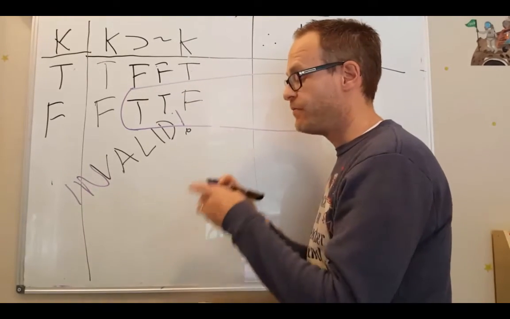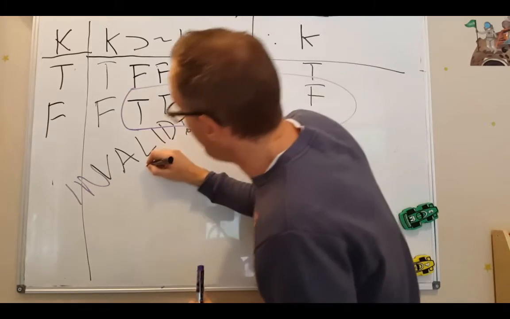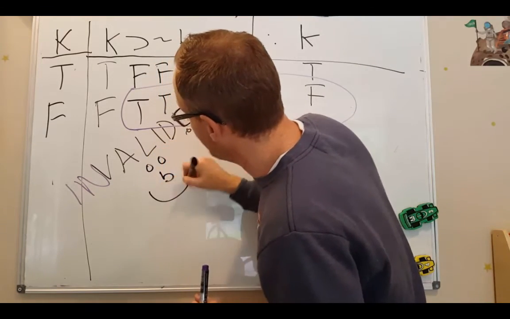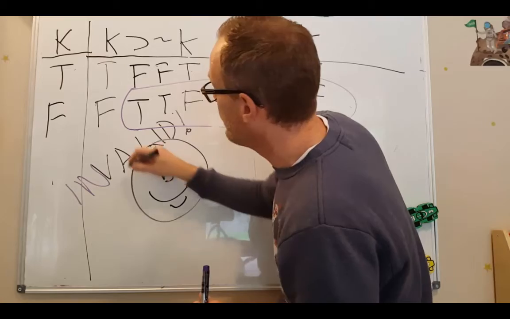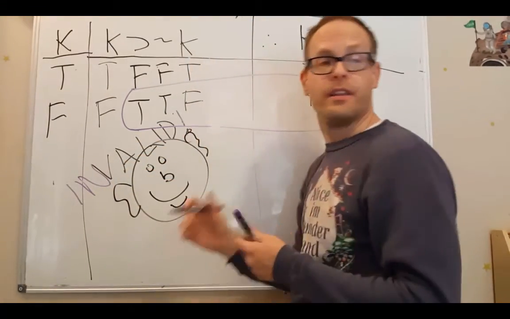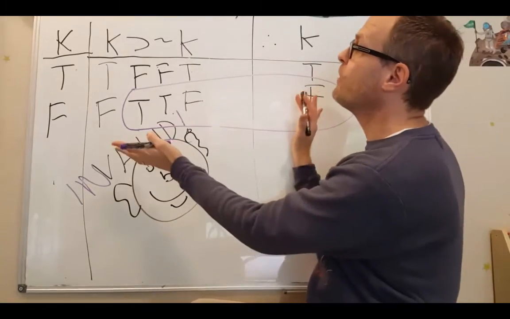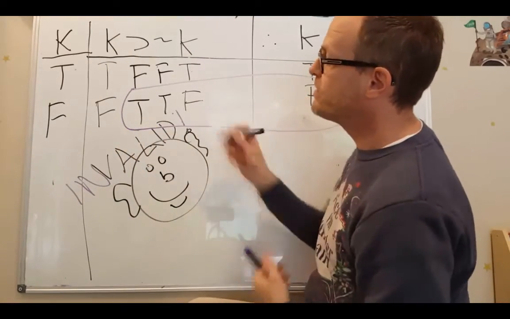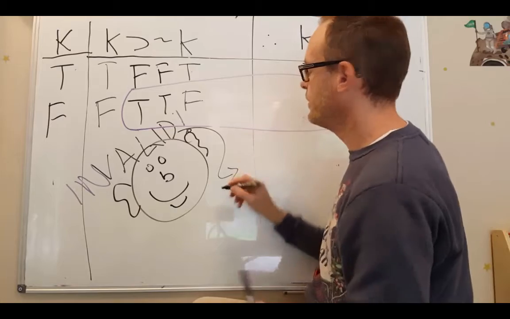It's invalid. And again, if you want to add a little something to it, you can draw a happy face because we like valid arguments. The world would be a better place with more valid arguments. So there you go. That is problem number 12. It's a good way to start because you realize, oh, excuse me, invalid. Whew, we're not done yet.